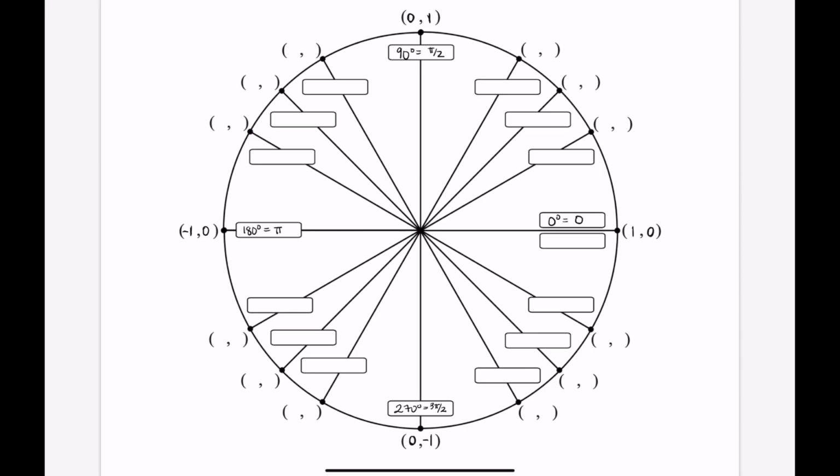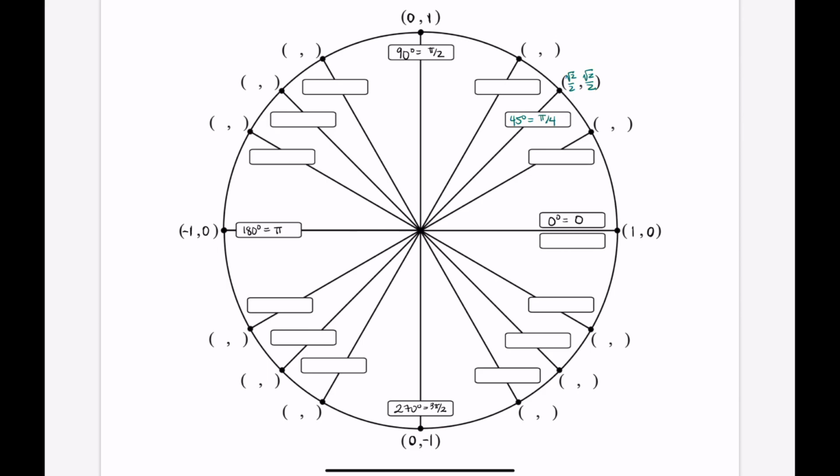Now, this angle here in the middle, starting in standard position there, this one's 45 degrees, and we looked at a 45, 45, 90 triangle to fill out these values of root 2 over 2, comma, root 2 over 2. And again, this is 45 degrees. In radians, that's pi over 4.